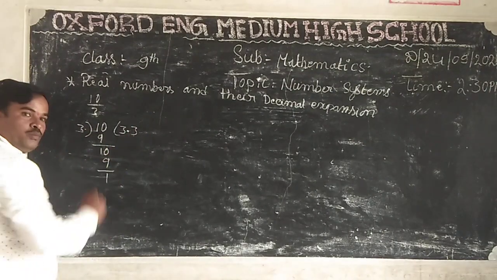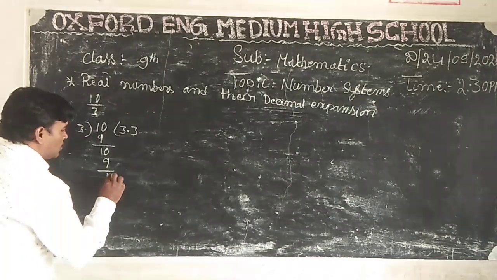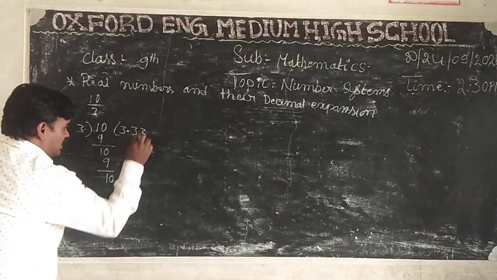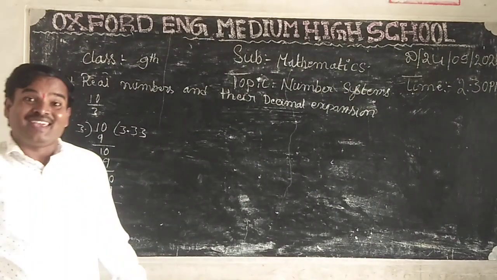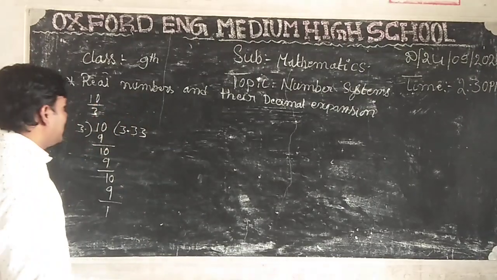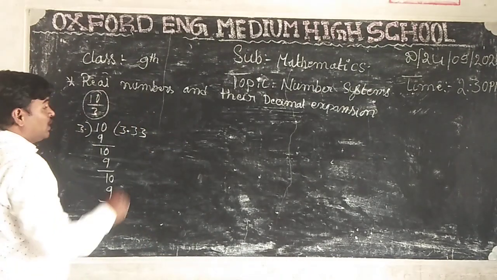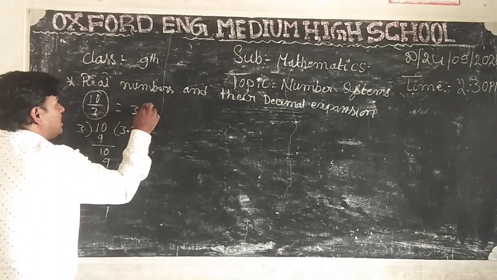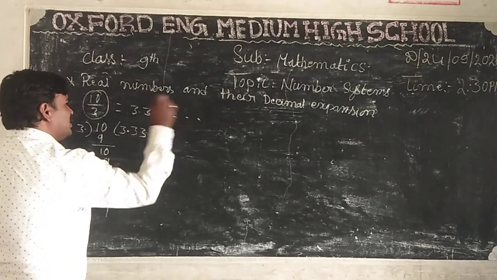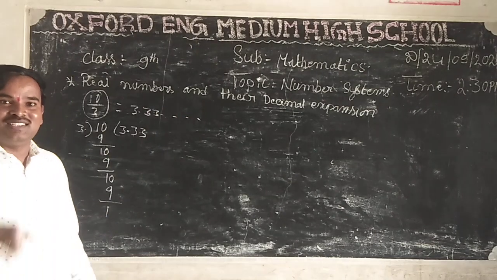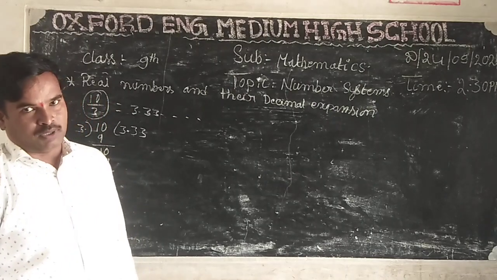Again we get remainder 1. Again take 0, 10, 3 3s are 9. Again. So still it is going endless. So therefore, dear children, what is the decimal expansion of 10 by 3? It is equal to 3.33, 3.33 continues. This type of decimal expansion we call a recurring number.